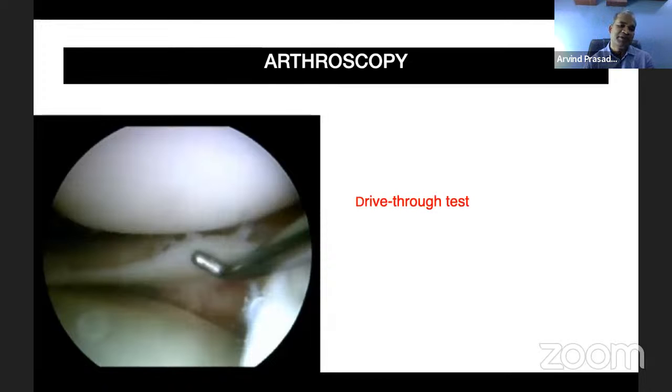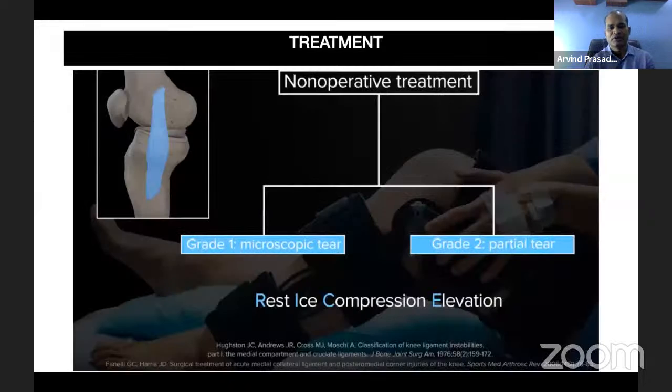At the same time, by doing arthroscopy, the drive-through sign, more than 1 centimeter opening on the medial side, may be on the tibial side or maybe the femoral side. If the opening is more on the tibial side, that means injury of the MCL on the tibial side. If the opening is more on the femoral side, it means injury of the MCL is on the femoral side.